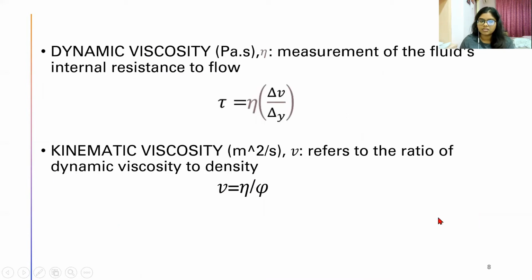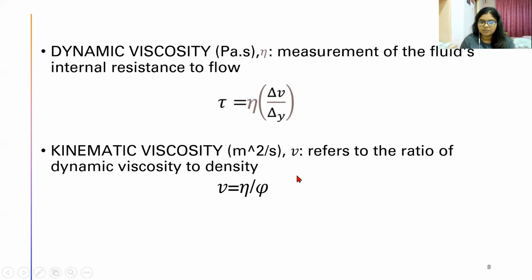There are two types of viscosity. The first one is dynamic viscosity and the second one is kinematic viscosity. Dynamic viscosity is denoted by the Greek letter eta and gives us the unit Pascal second. It is the measurement of a fluid's internal resistance to flow. So as you can see here, this is the formula that we just saw. Shear stress equals dynamic viscosity times the velocity gradient. I'll explain in more detail in the next topic, which is Newtonian and non-Newtonian fluids.